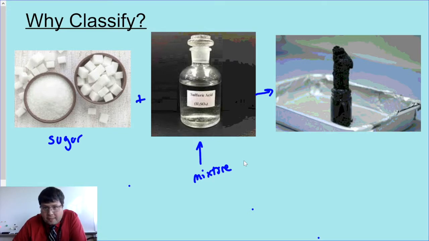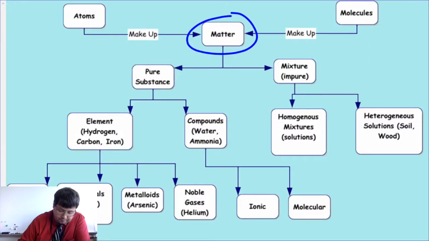Whereas for sugar, you don't have to ask how strong the sugar is. You don't have to ask how much sugar is in your sugar. Sugar is sugar. It's a pure substance. Sulfuric acid is a mixture of two different things. So it has a varying proportion there.